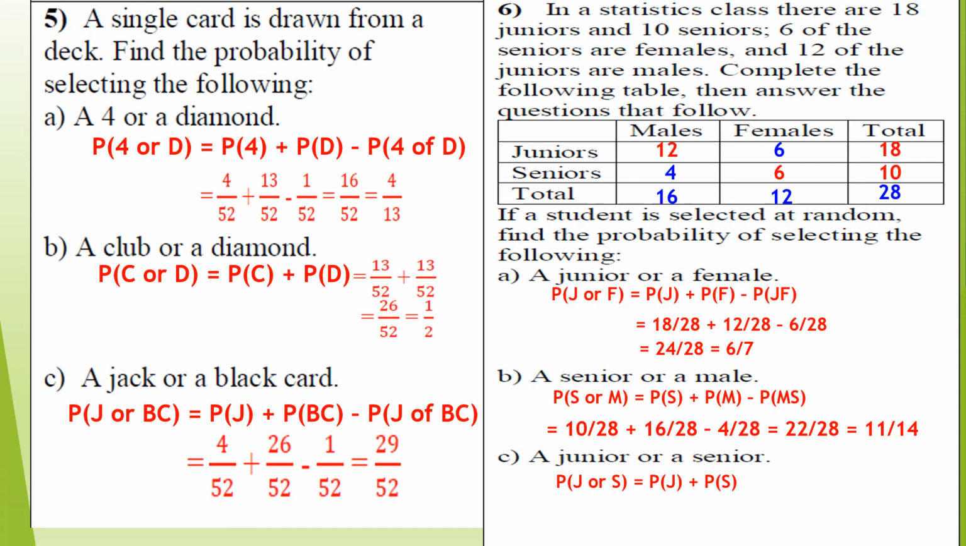Probability that it is a junior or a senior is mutually exclusive because a junior cannot be a senior or a senior cannot be a junior. Therefore, the probability is junior plus senior equals 18 over 28 plus 10 over 28 equals 1.